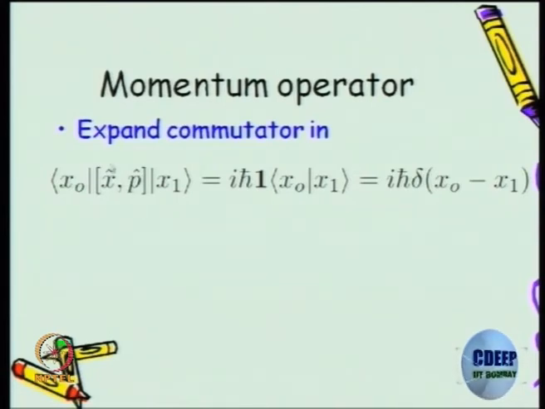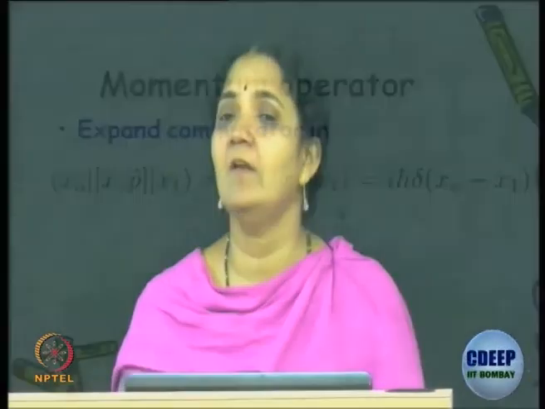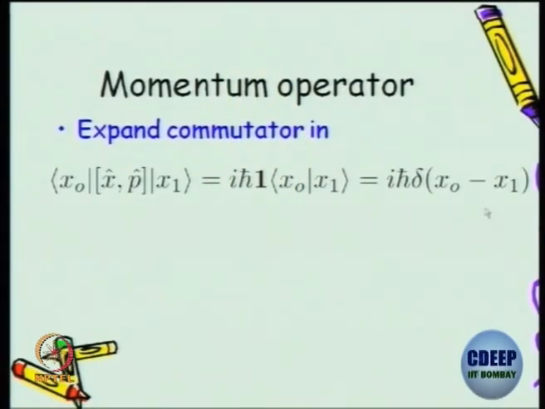What is this? Commutator of x and p is iħ times the identity operator. Identity operator will not do anything to the states. You can pull it out and write an inner product of x0 with x1. What is the inner product of x0 with x1? That is your Dirac delta function. That is the definition of your position basis. So iħ times the Dirac delta function.